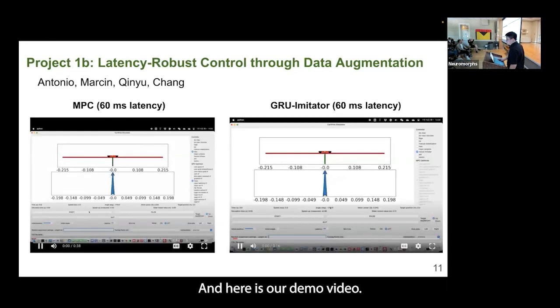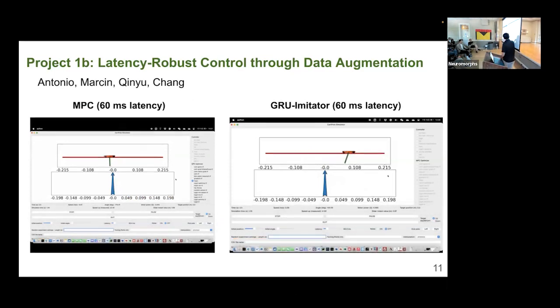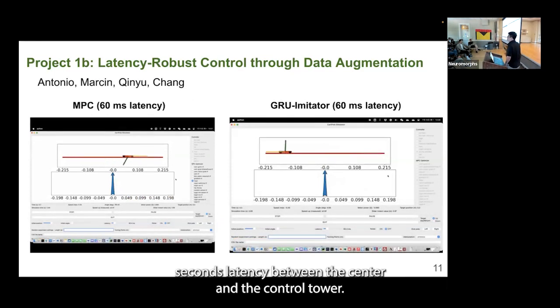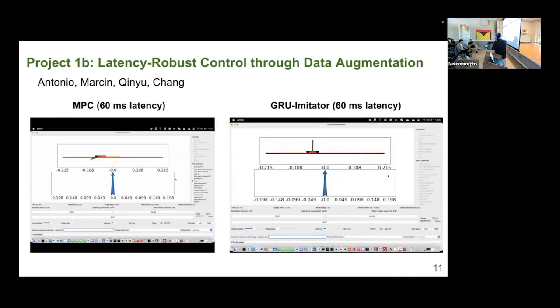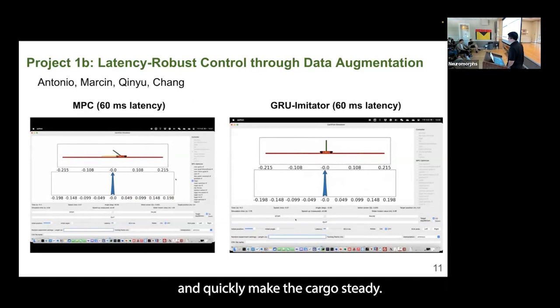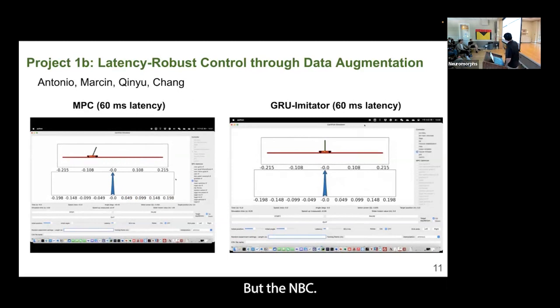And here is our demo video. Here are 2 videos showing the MPC and also the GRU imitator with a 60 millisecond latency between the sensor and the control signal. As you can see, the GRU imitator can quickly make the carpal steady, but the MPC couldn't make the carpal steady in a short time period.